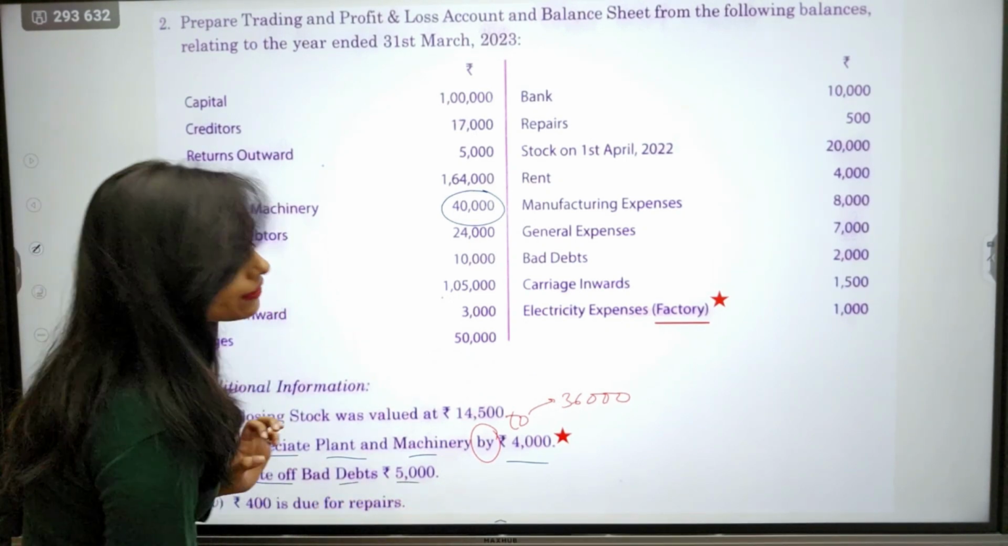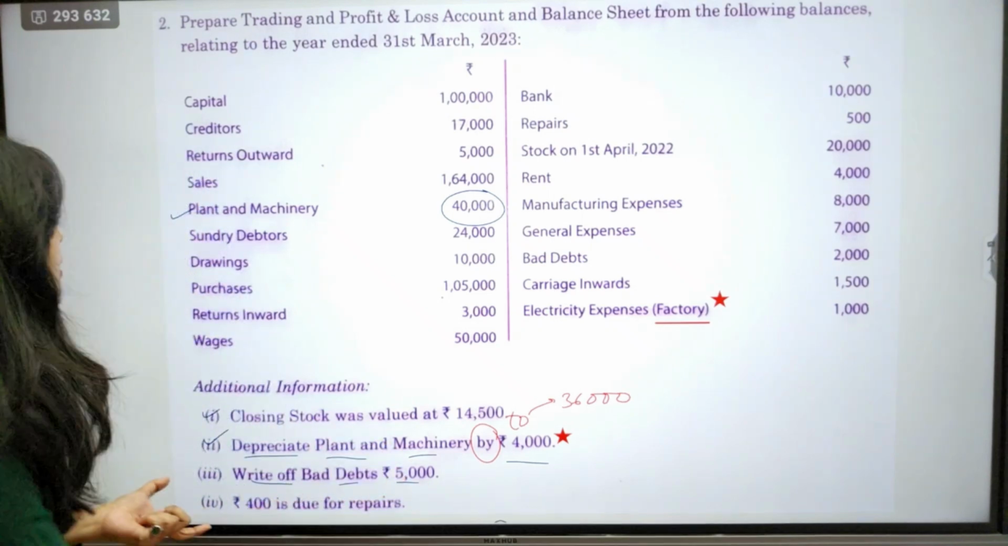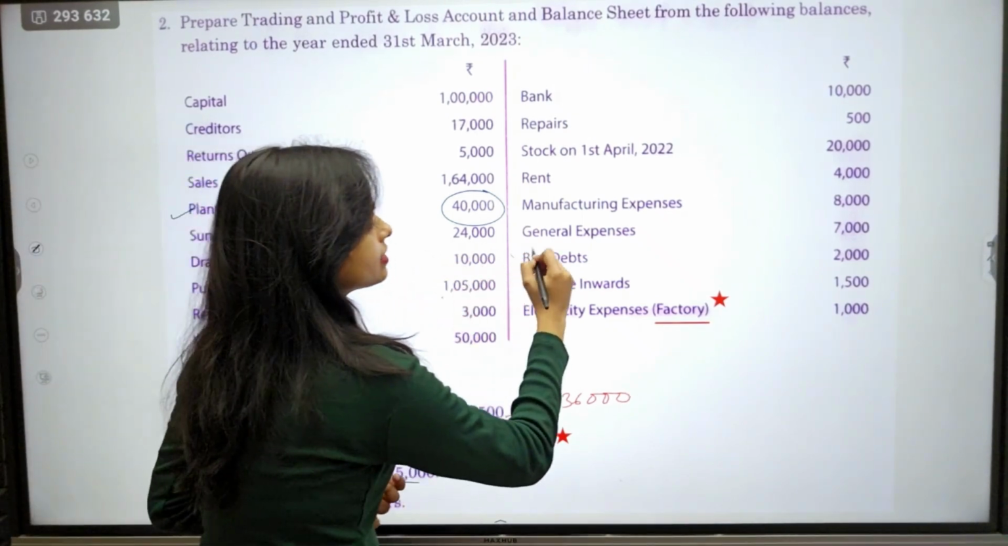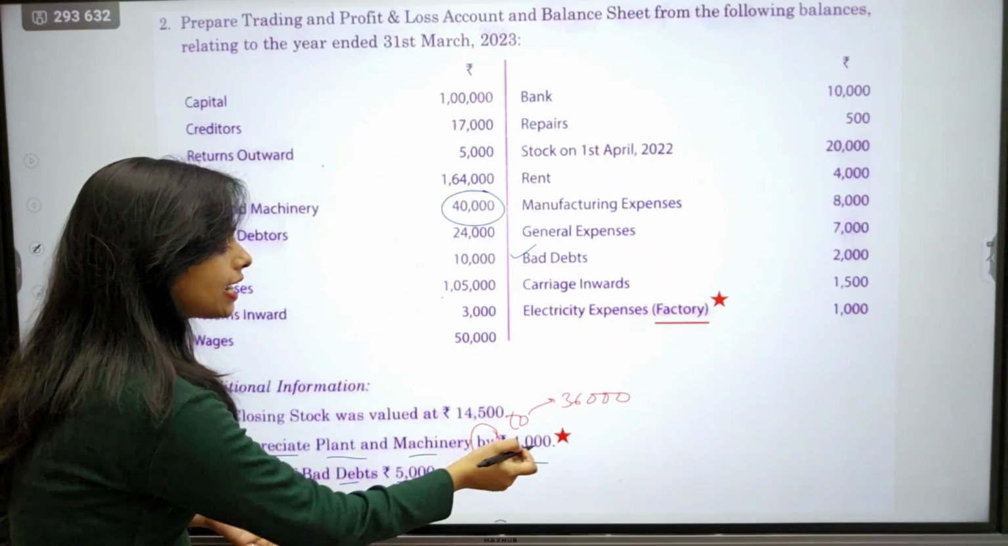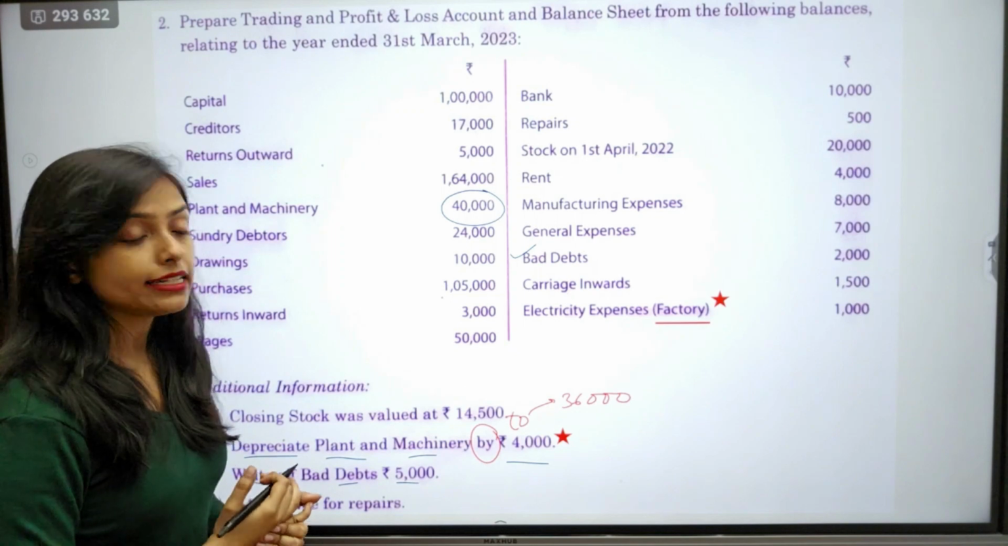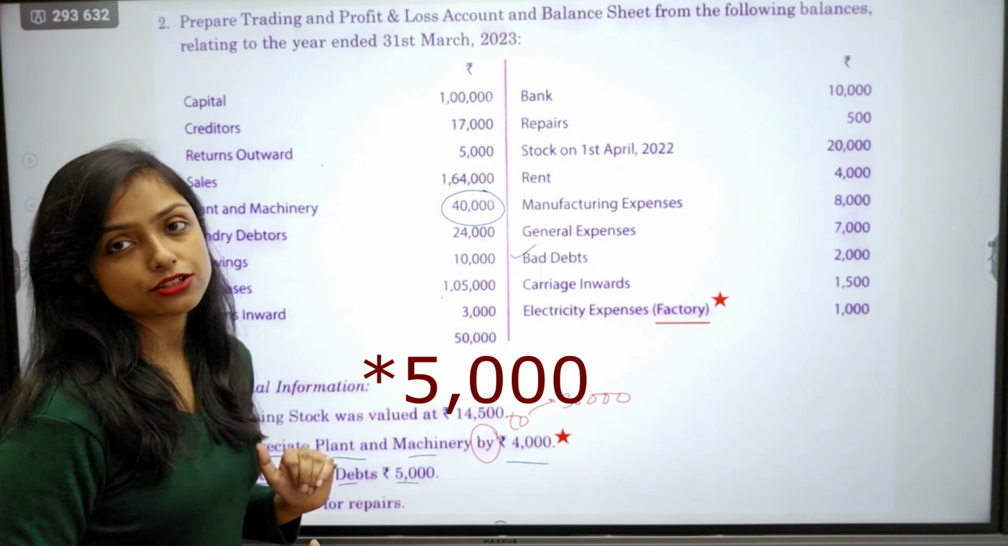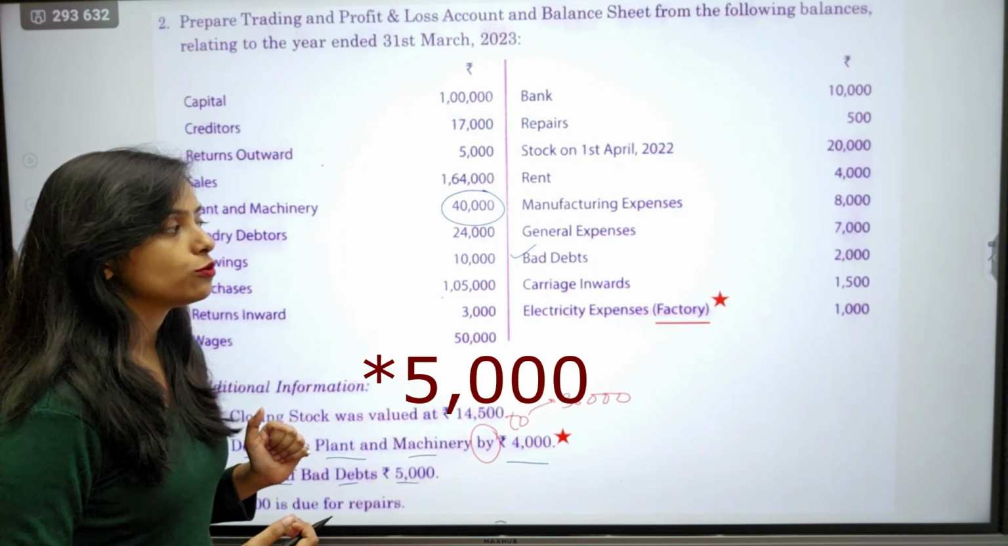Write off the bad debts 5,000 rupees. Now pay attention. Here also we have a bad debts. Inside the trial balance we are having a bad debts of 2,000 rupees. And then this is some bad debts that we are getting 4,000 rupees, that is written outside the trial balance. What is the difference between both of them?